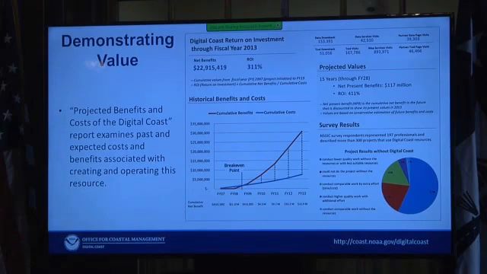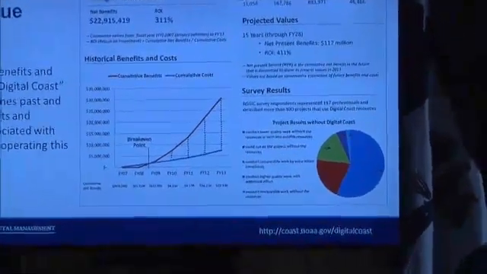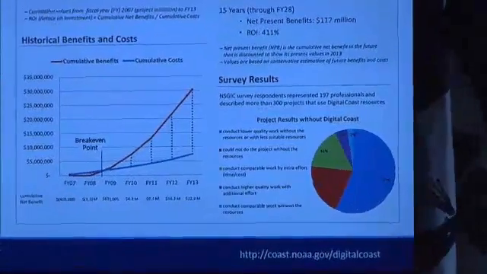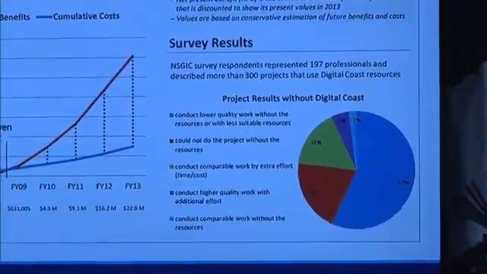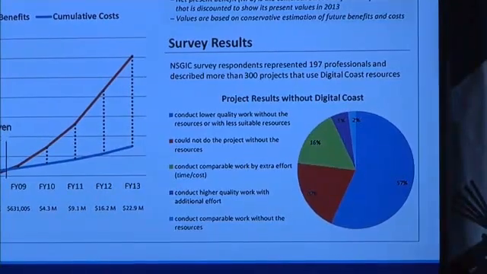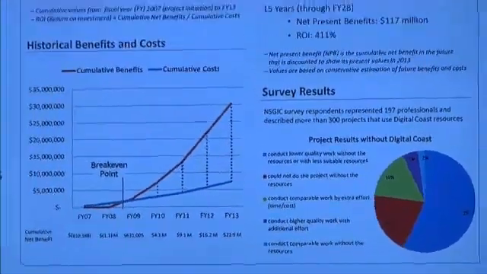We worked with our partners to do this study. You see on the lower right-hand side there, our partner NSGIC, the National States Geographic Information Councils, did a survey of their constituents as well as the constituencies of the various Digital Coast partners to really ask them, what's the role that the Digital Coast played in their everyday jobs. And you see overwhelmingly 57% said that they would conduct lower quality work without the resources, or with less suitable resources, from the Digital Coast.